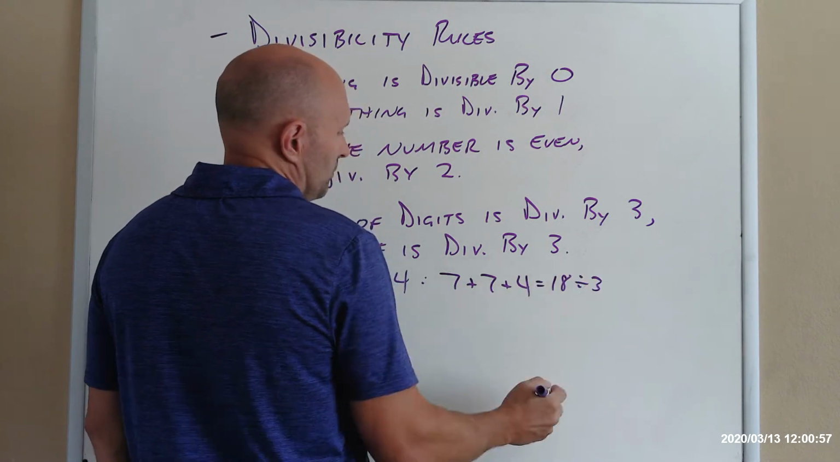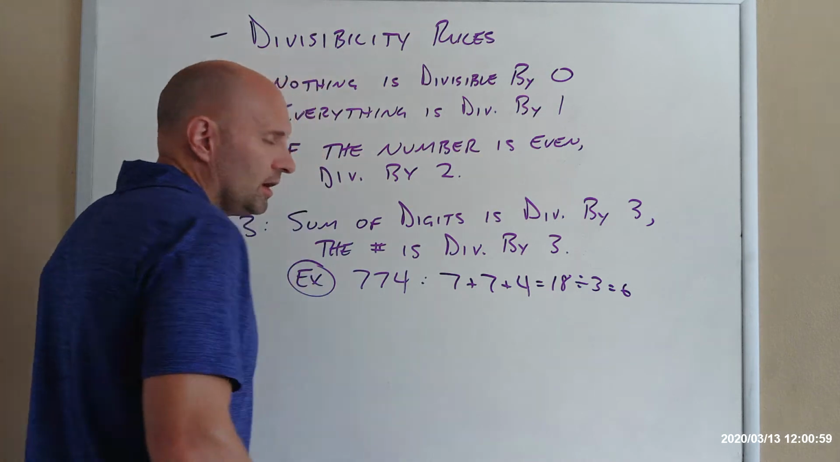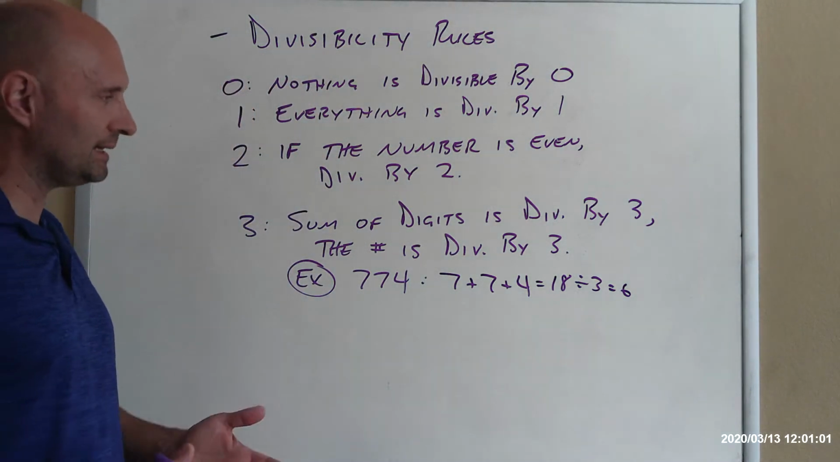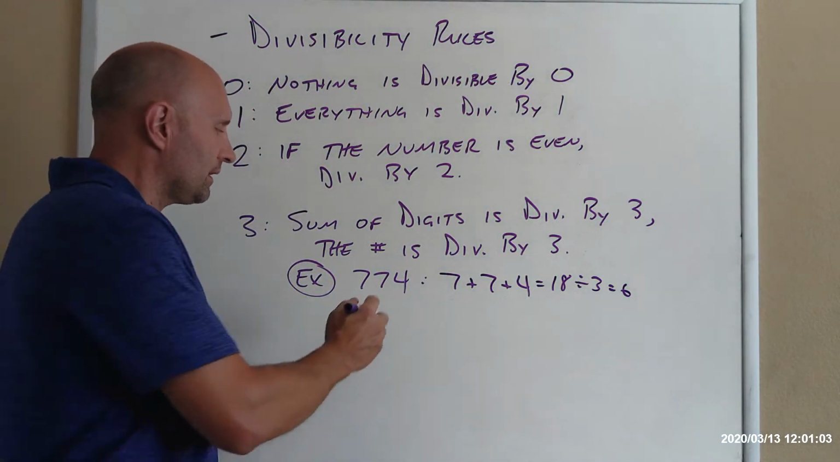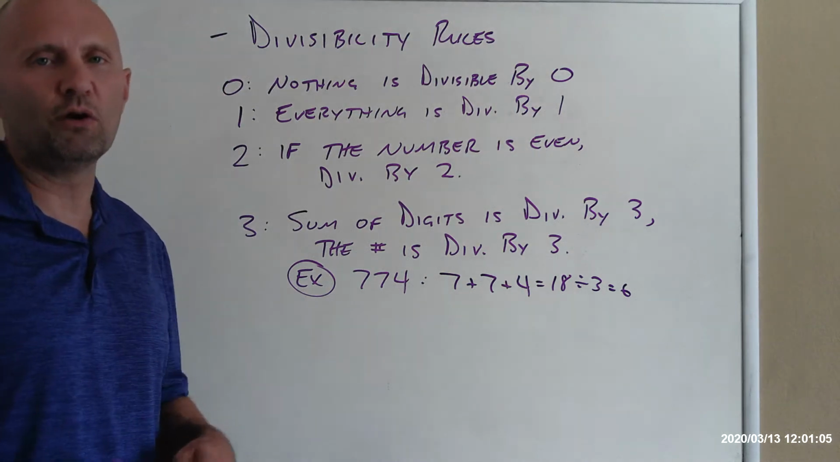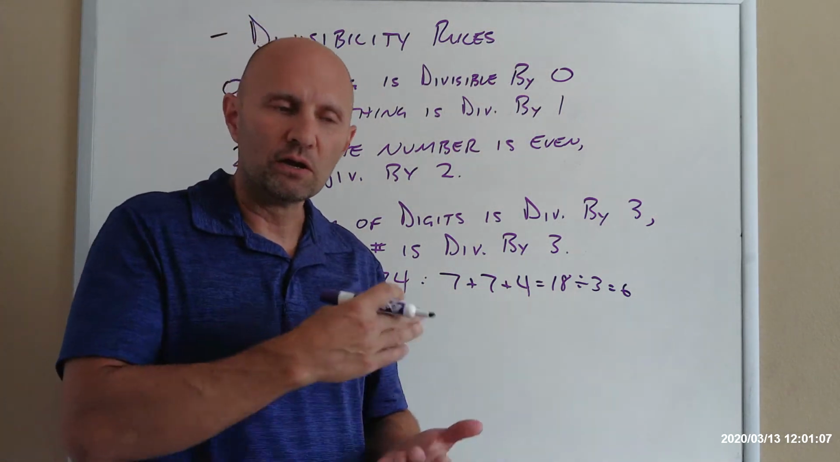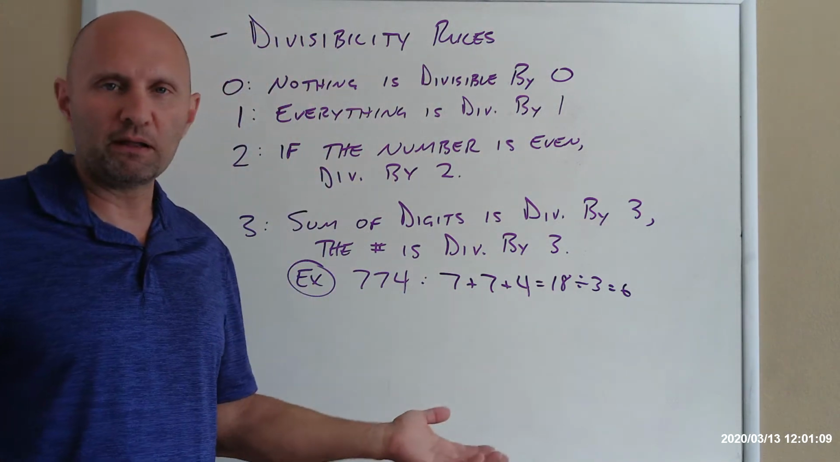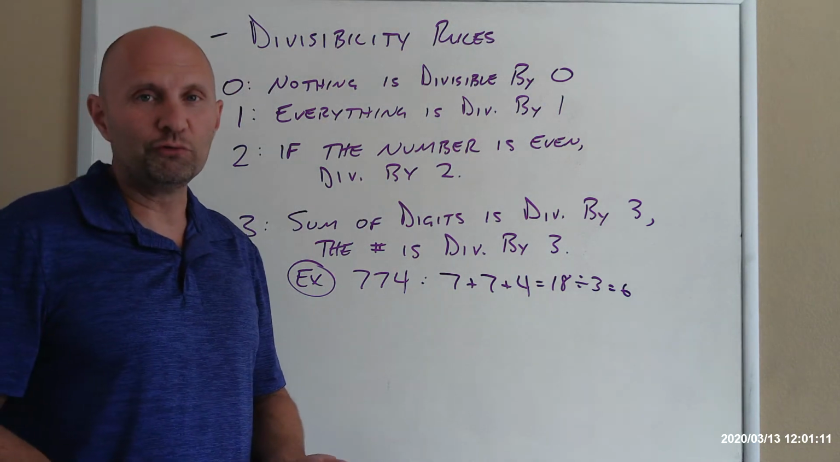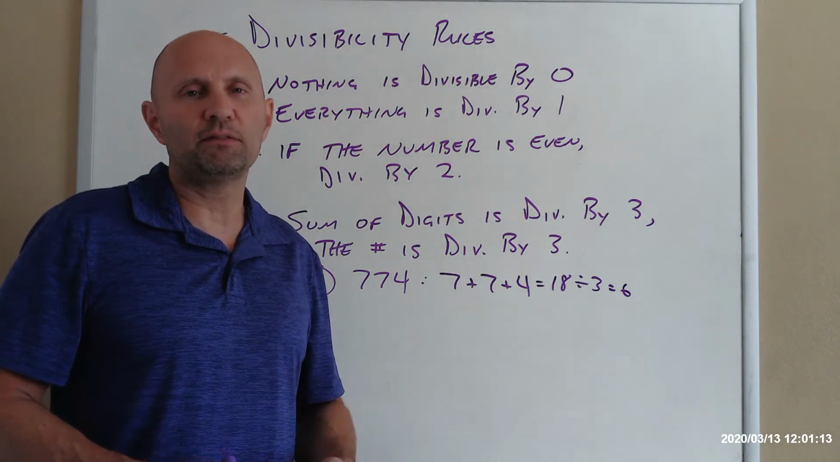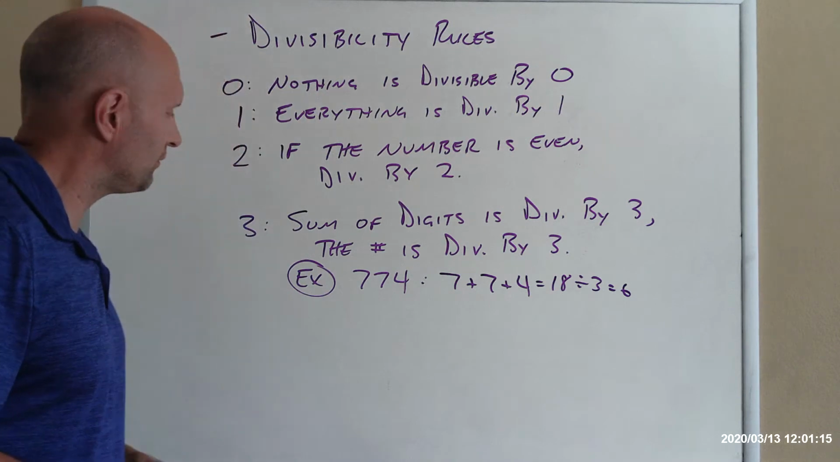18 is divisible by 3. It gives us 6. So since it's completely divisible, no remainders or anything, then 774 we know is divisible by 3. Just add up the digits, however many there are. If the result you get is a number that you can divide by 3, the whole number is divisible by 3.